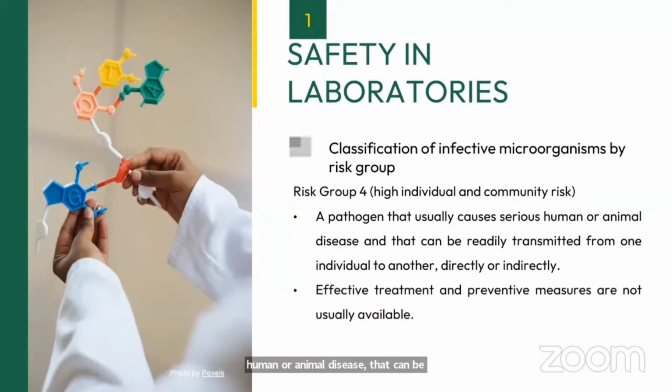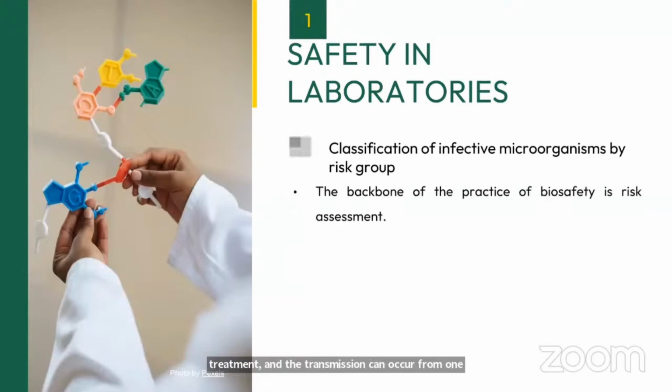Effective treatment and preventive measures are not usually available. So we have seen risk group 1, risk group 2, risk group 3 and risk group 4. Risk group 4 is where there are no effective measures for prevention, there is no effective treatment, and the transmission can occur from one individual to another very easily, directly or indirectly.